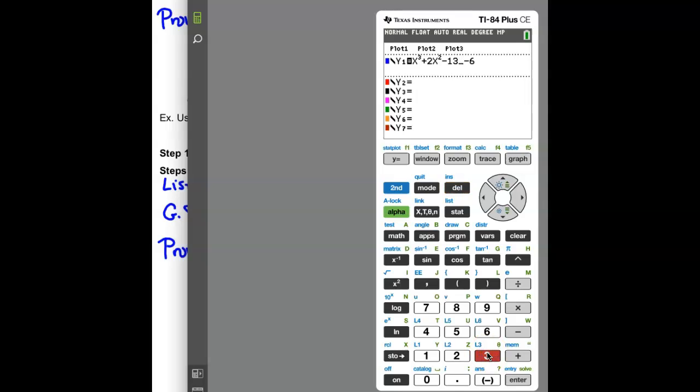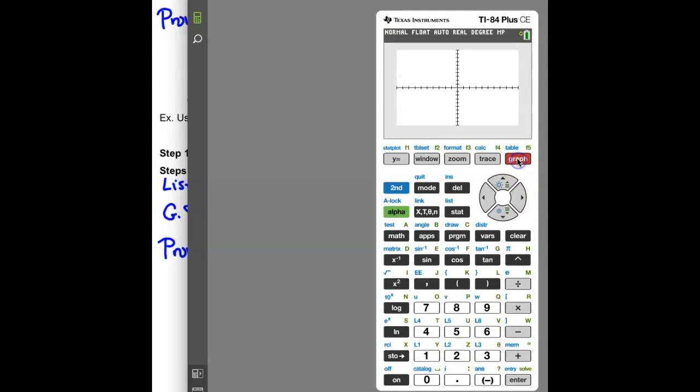Minus 13x minus 26. Okay, we're going to look at our graph again. Now remember that we had factors of 13 and 26, and I'm only going out here to 10. So I do have to keep that in mind. I might have to make my window bigger.